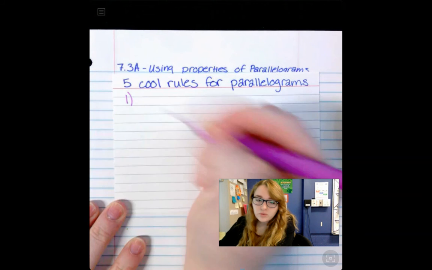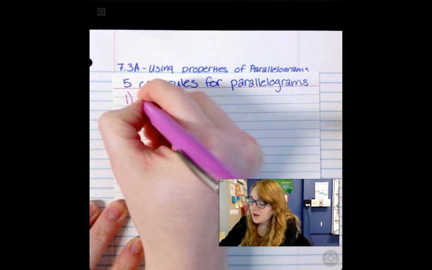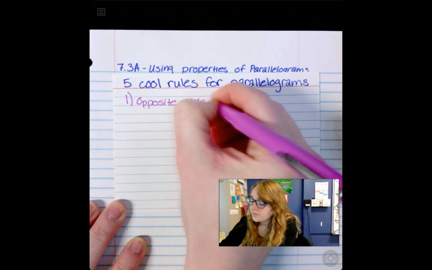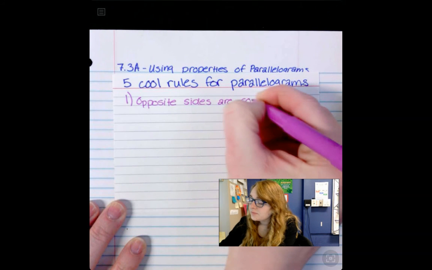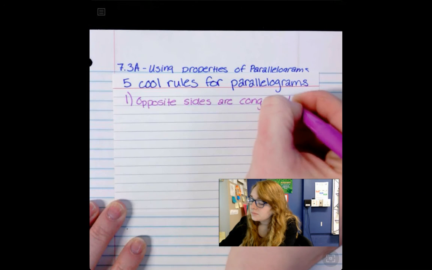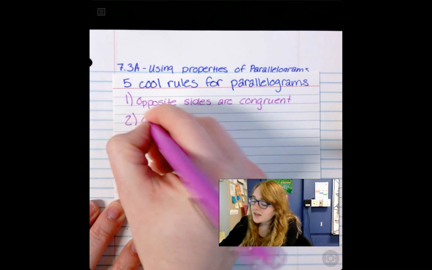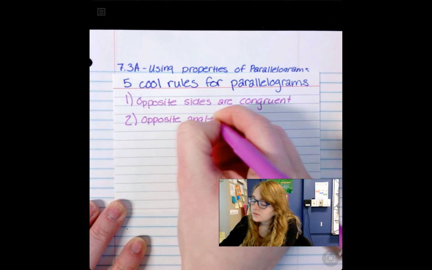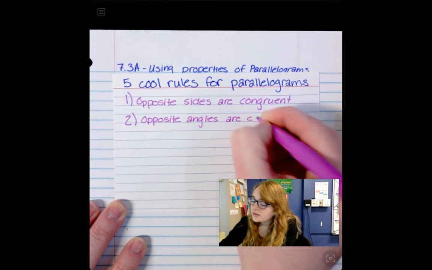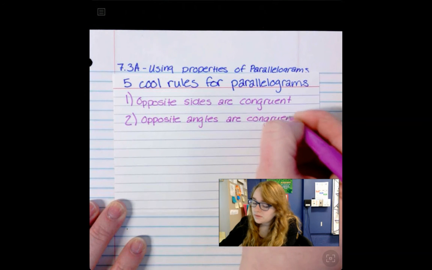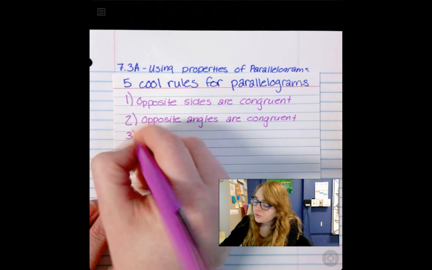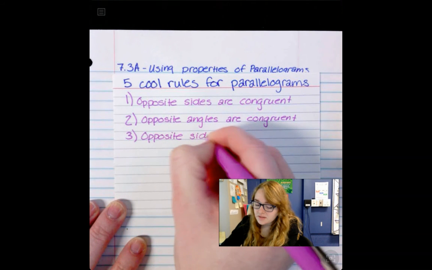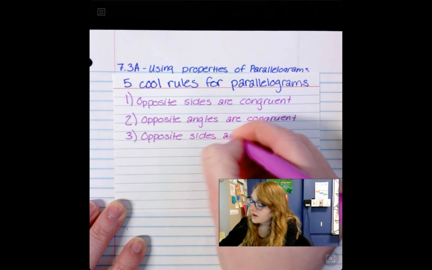So our first cool rule for parallelograms is that our opposite sides are congruent. Our second cool rule is that opposite angles are congruent. Our third cool rule is that the opposite sides are parallel.